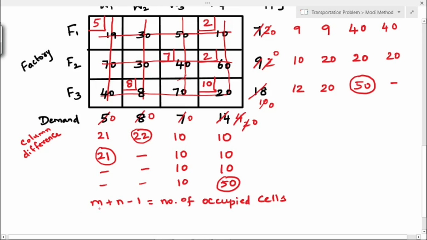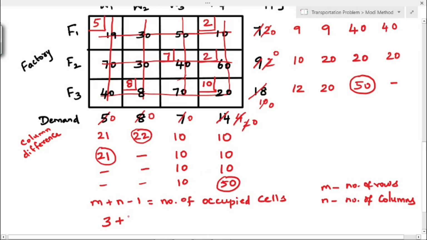So m is nothing but the number of rows and n is nothing but the number of columns. How many rows do we have? F1, F2, F3, 3 rows. So this is 3. Plus n is the number of columns. How many columns do we have? W1, W2, W3 and W4.